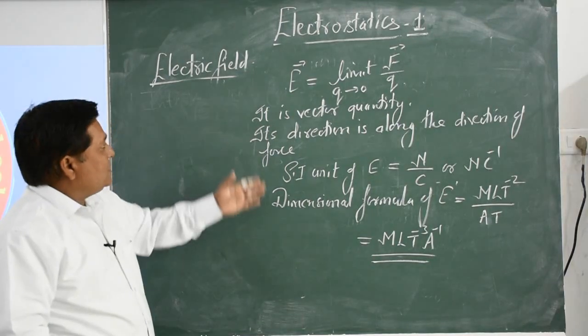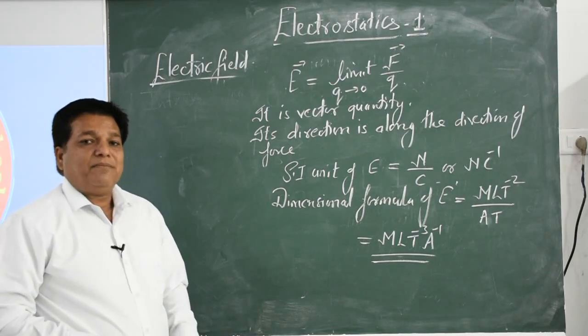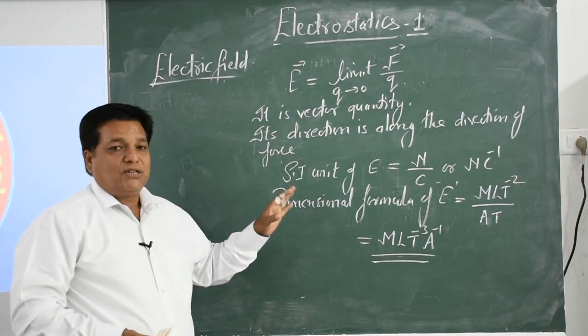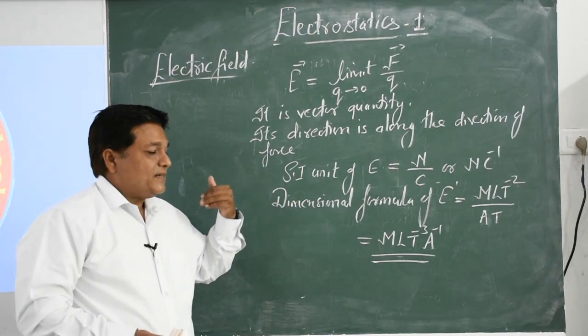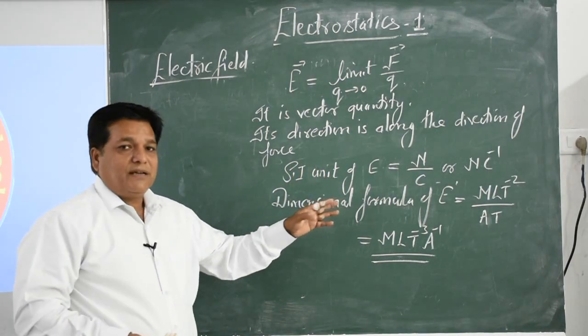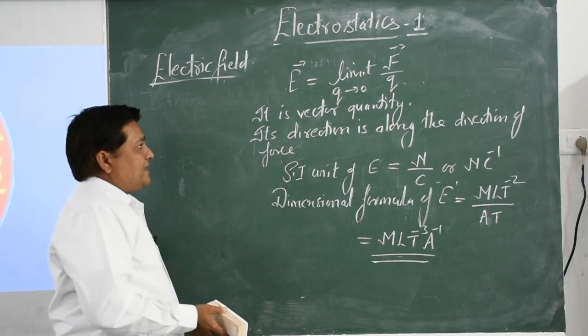So this is about the intensity of electric field. The intensity of electric field may be weak or strong, according to the location of the test charge in the field. If the test charge is away from the source charge, there may be a weak electric field. The intensity is weak. If it is closer, the intensity may be stronger there.